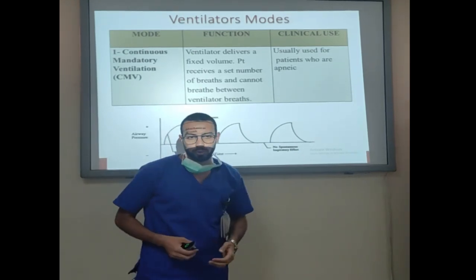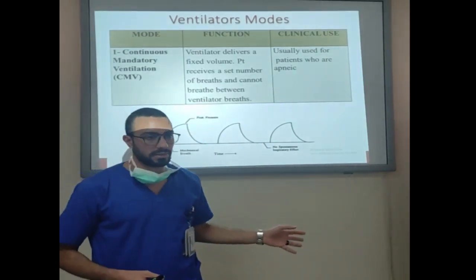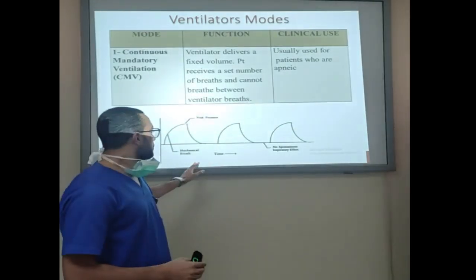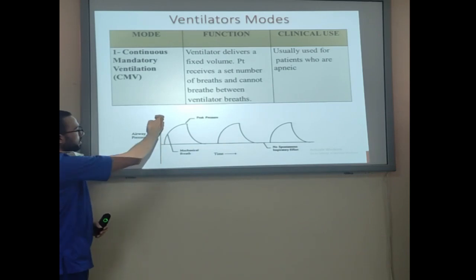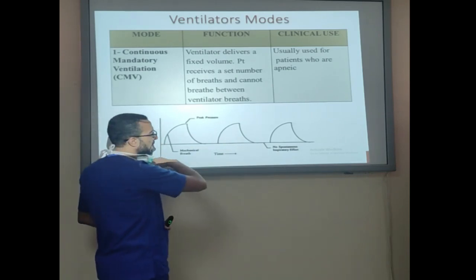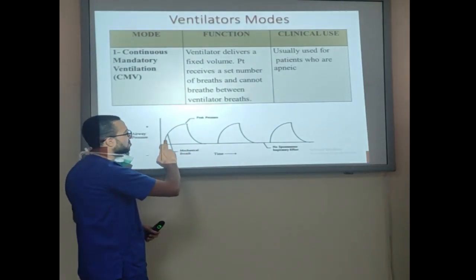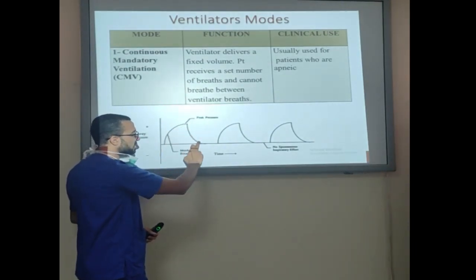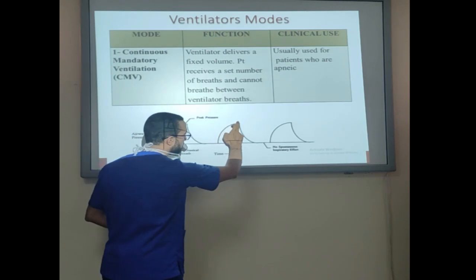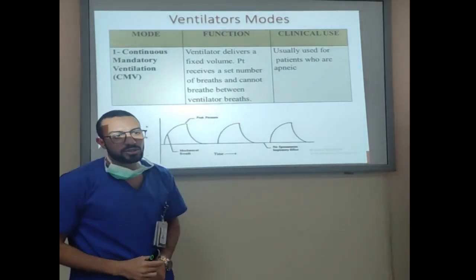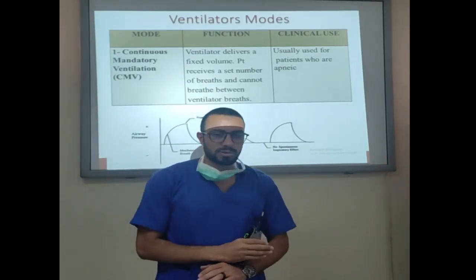So let us talk about the first mode here. It's what's called controlled mode, or the CMV. This kind of mode, as you see here, this is the airway pressure, and this is the time. So you will have a peak pressure which is fixed, and fixed time. Fixed pressure, fixed time. It means that the patient has no support.